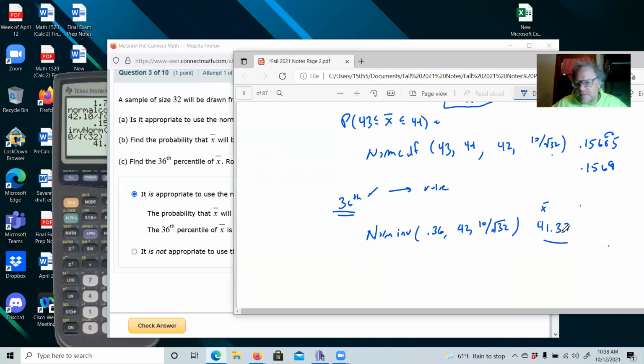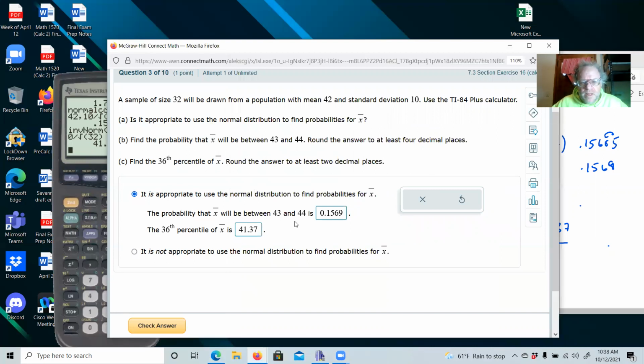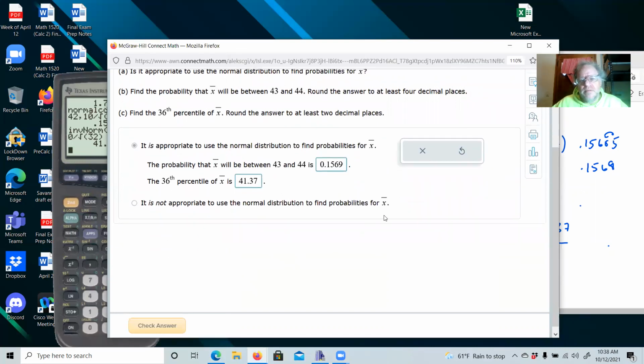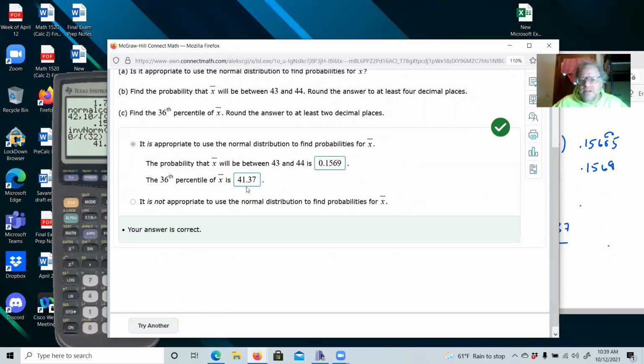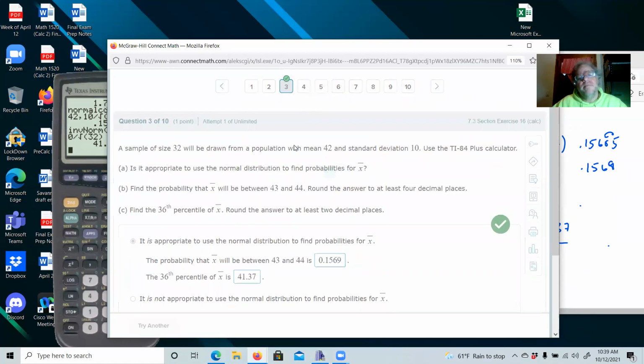All right. And we should be able to go with that. Boom, boom, fingers are crossed. Very good. All right. Next value.